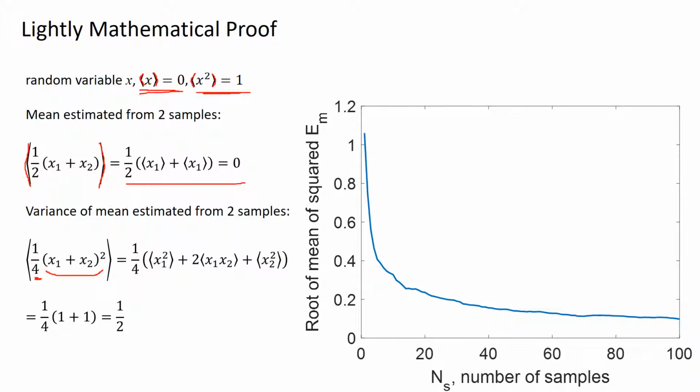So we can expand that square and we get 1/4 of the expected value of x1 squared plus 2 times the expected value of x1 times x2 plus the expected value of x2 squared. So the first and the last terms are 1 by definition, because the variance is 1. The middle term is 0 also by definition, and that's the trick. So why is it 0? Well, as long as x1 and x2 are statistically independent, that is not correlated, and they have zero mean, then the expected value of x1 times x2 is 0. And the final result is 1/4 of 1 plus 1, which is 1/2.